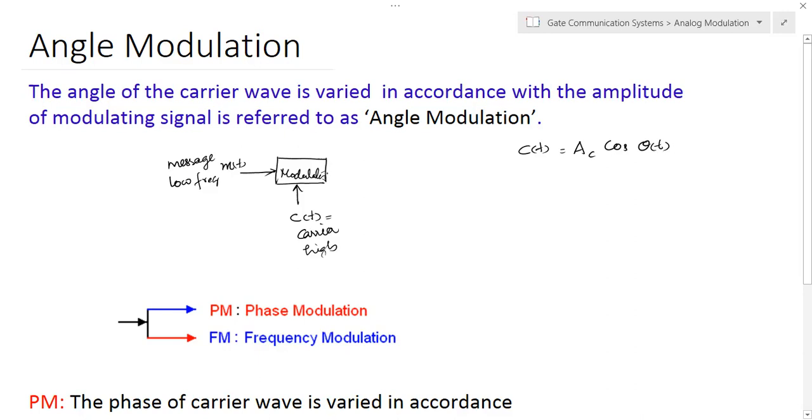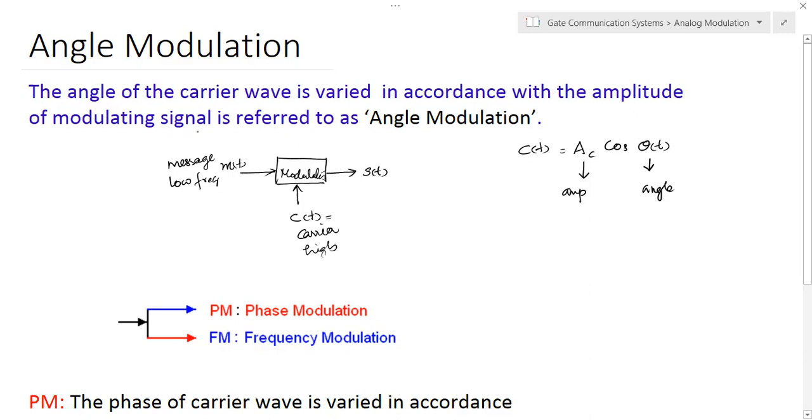After modulation, you will get a signal which is represented as S of t. This is the modulated waveform. In this case, we will discuss angle modulation, meaning the angle of the carrier signal. Here you can see two parameters in the carrier signal: one is the amplitude and another one is the angle. Here theta of t is the angle.